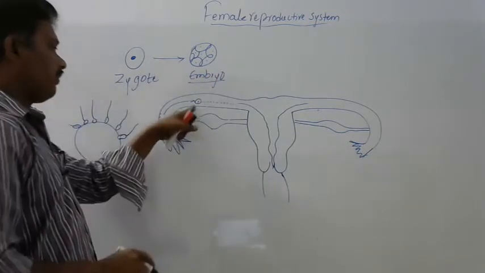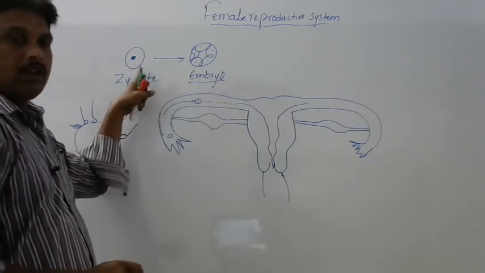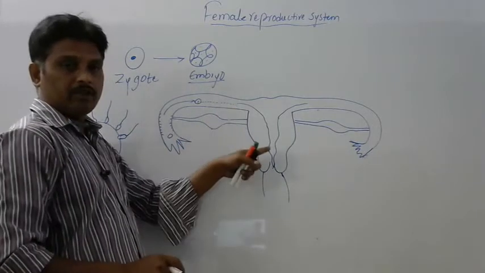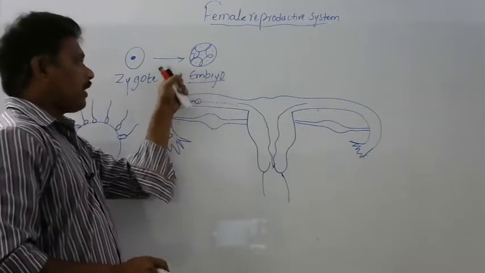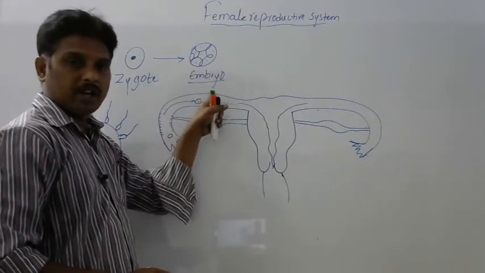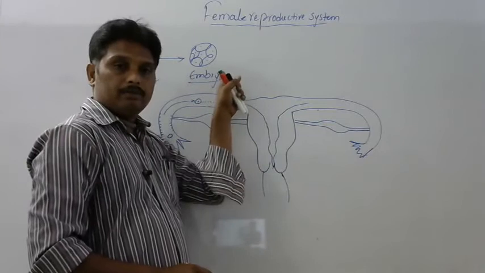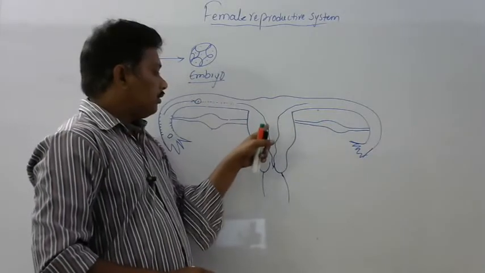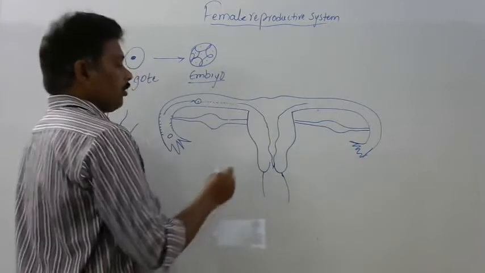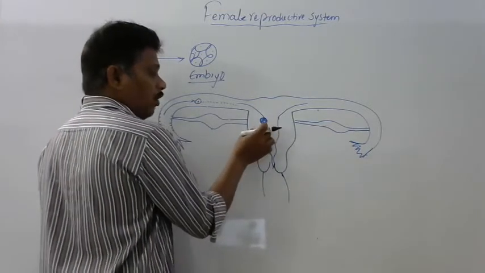Fusion of male and female gametes results in the formation of a zygote. This zygote travels along the length of the oviduct towards the uterus. While traveling, it undergoes cell division and forms a multicellular structure. In embryonic form, it reaches the uterus. After reaching the uterus, the embryo slowly sinks down into the wall of the uterus.